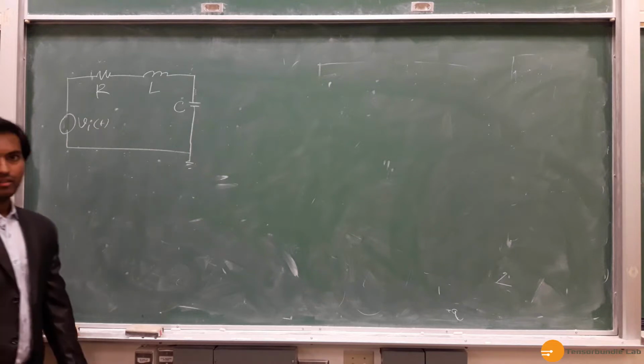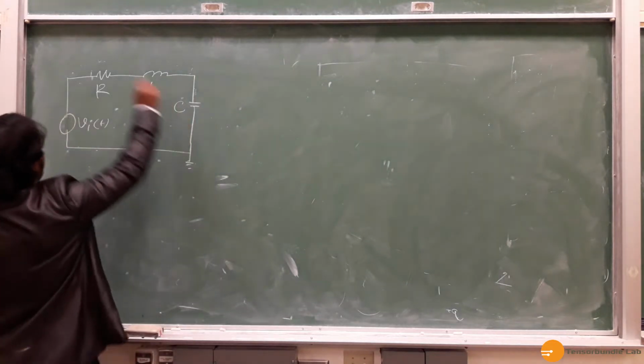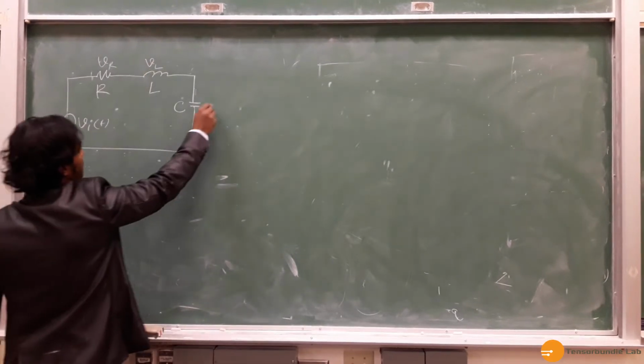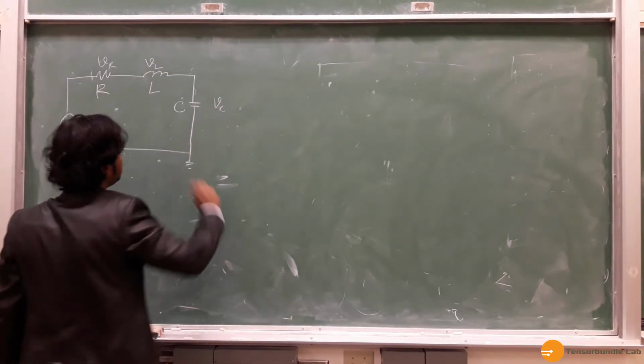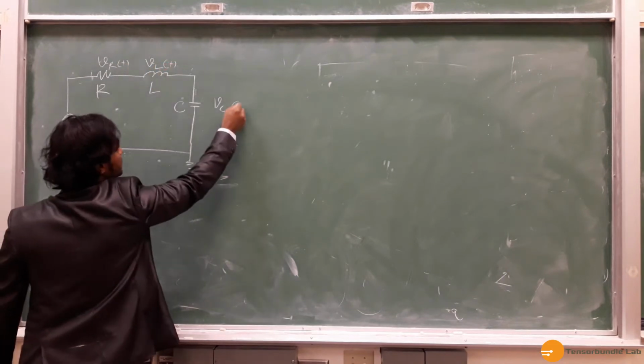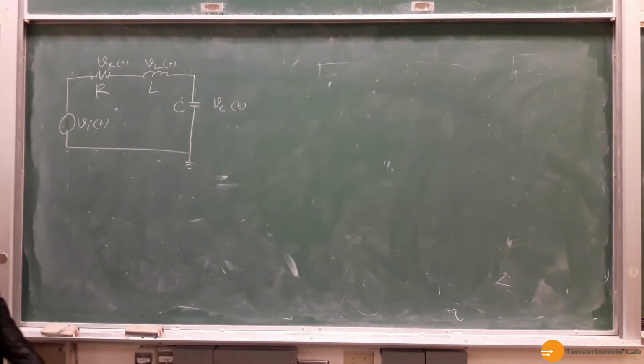This is a very simple circuit, right? And the voltage across R is VR, voltage across L is VL, voltage across the capacitor is V of C. All are functions of time.